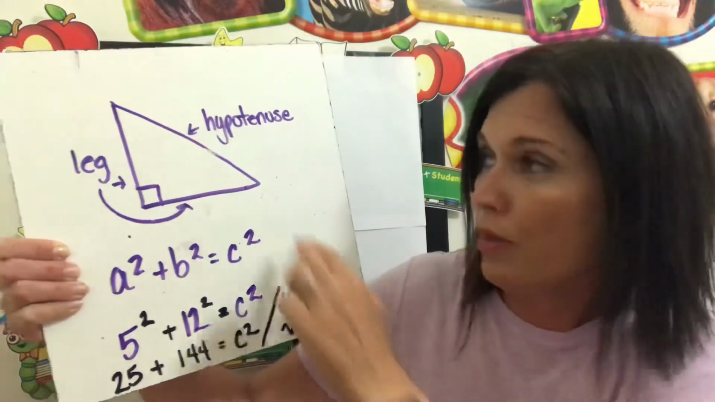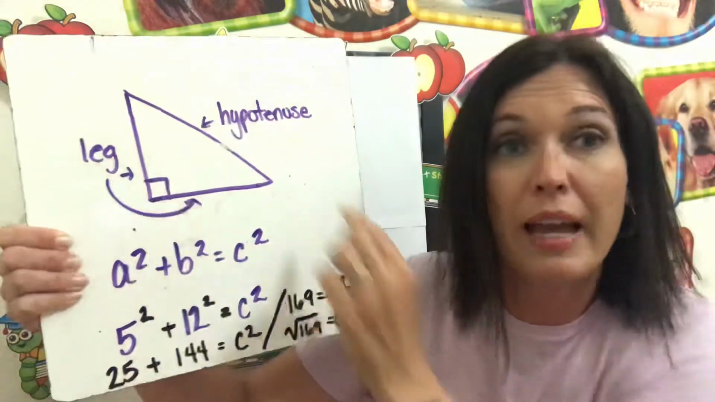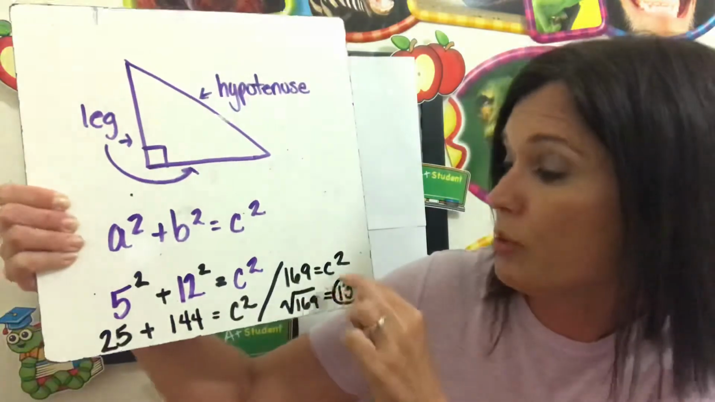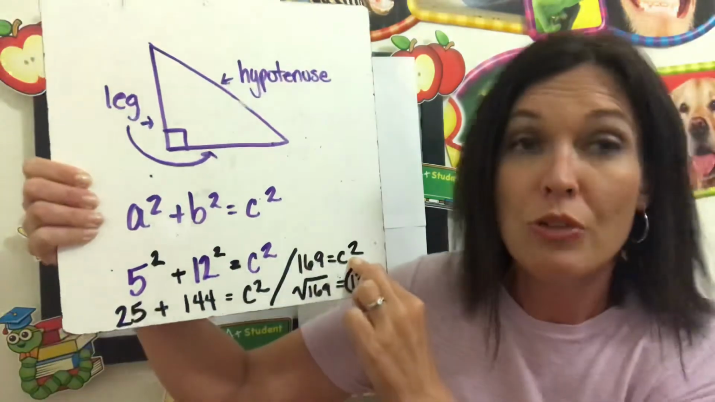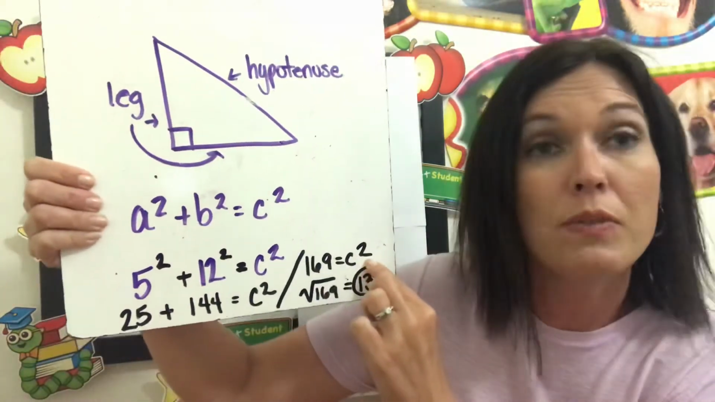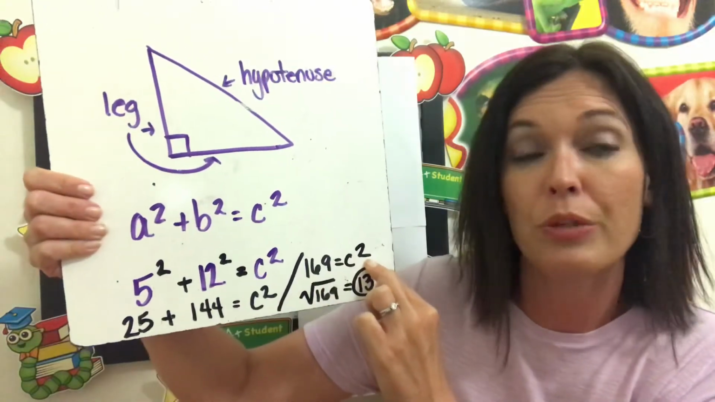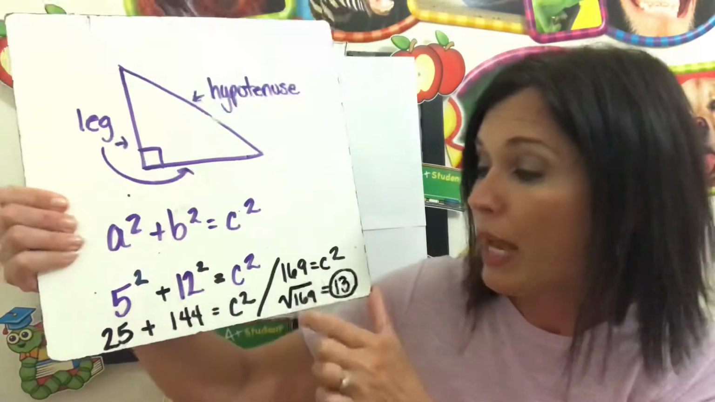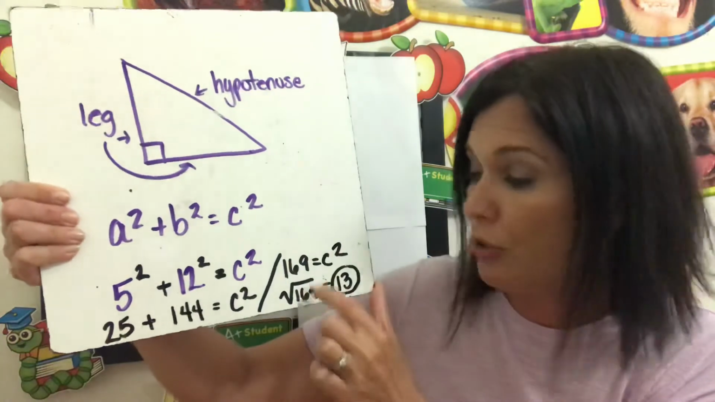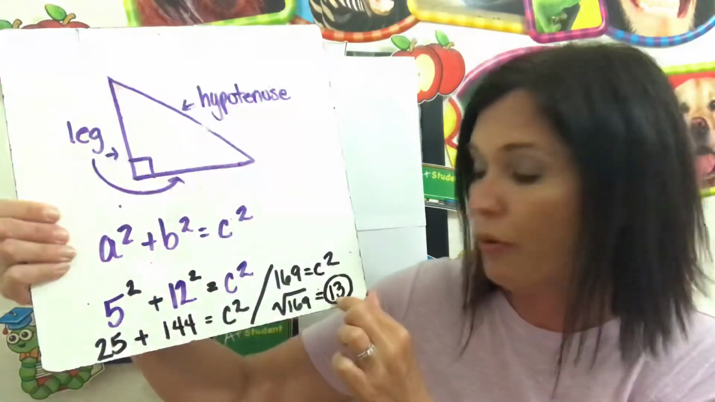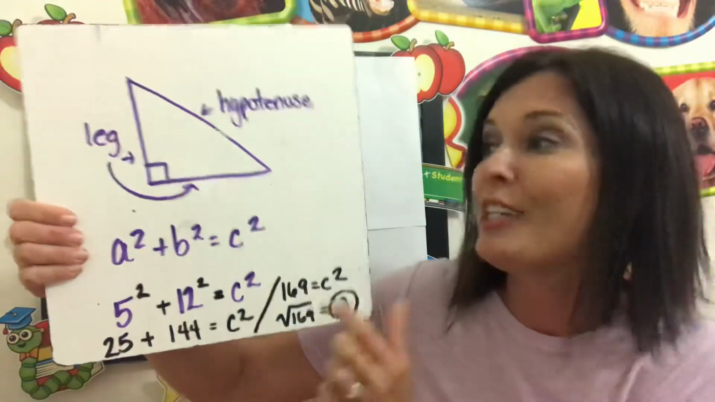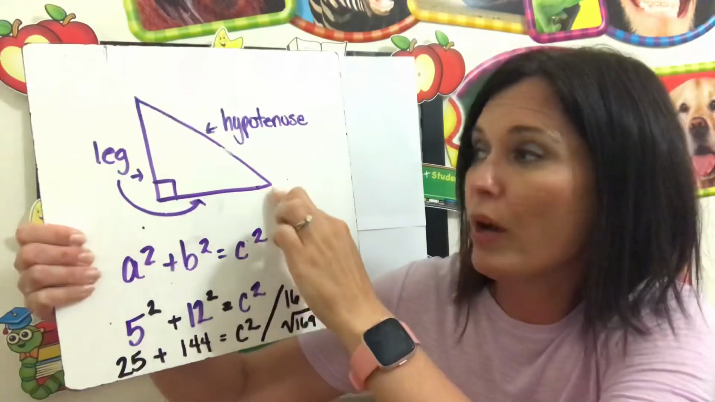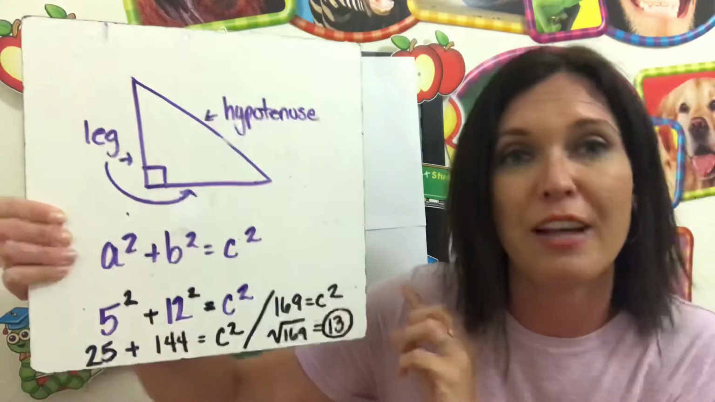Now, I'm not just going to say that 169 is my answer. That's what c squared is. So I'm actually going to do the inverse operation. The inverse of squaring a number is to take the square root. So in your calculator, you would type in 169, hit the square root button, and you'd find out that it's 13. So when the legs are 5 and 12, we find out that the hypotenuse is actually 13.